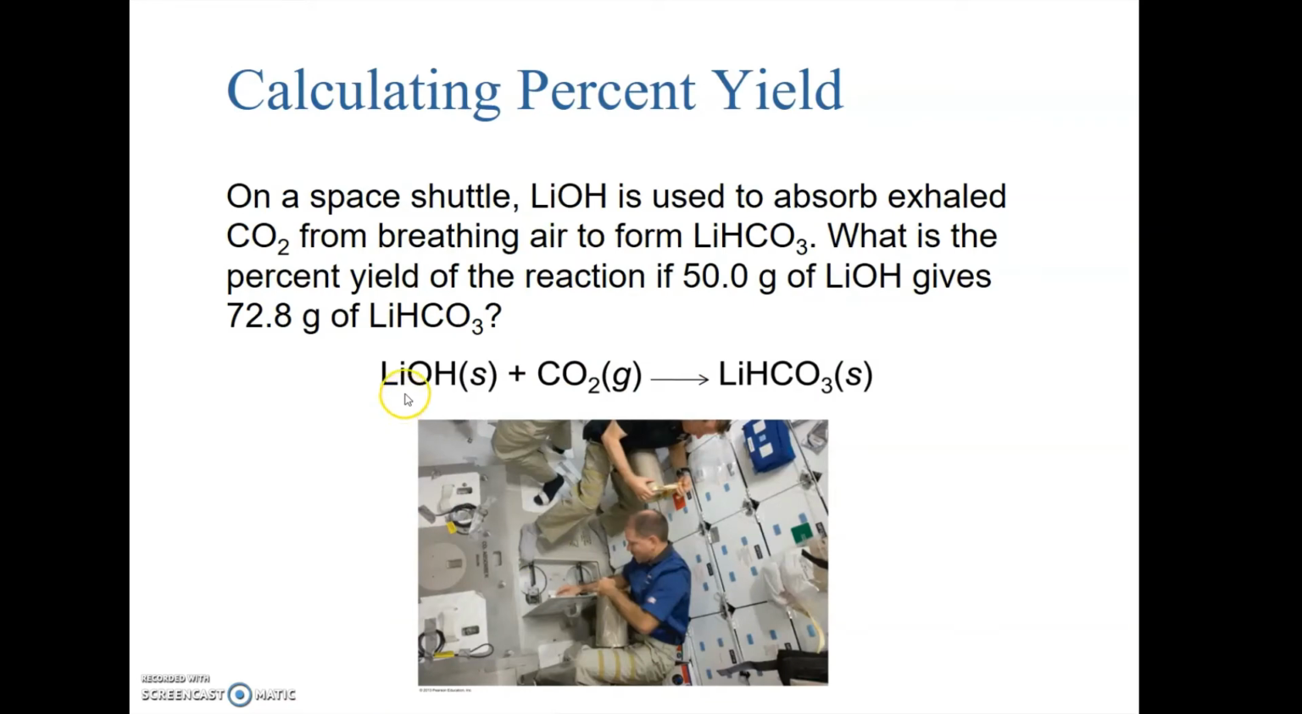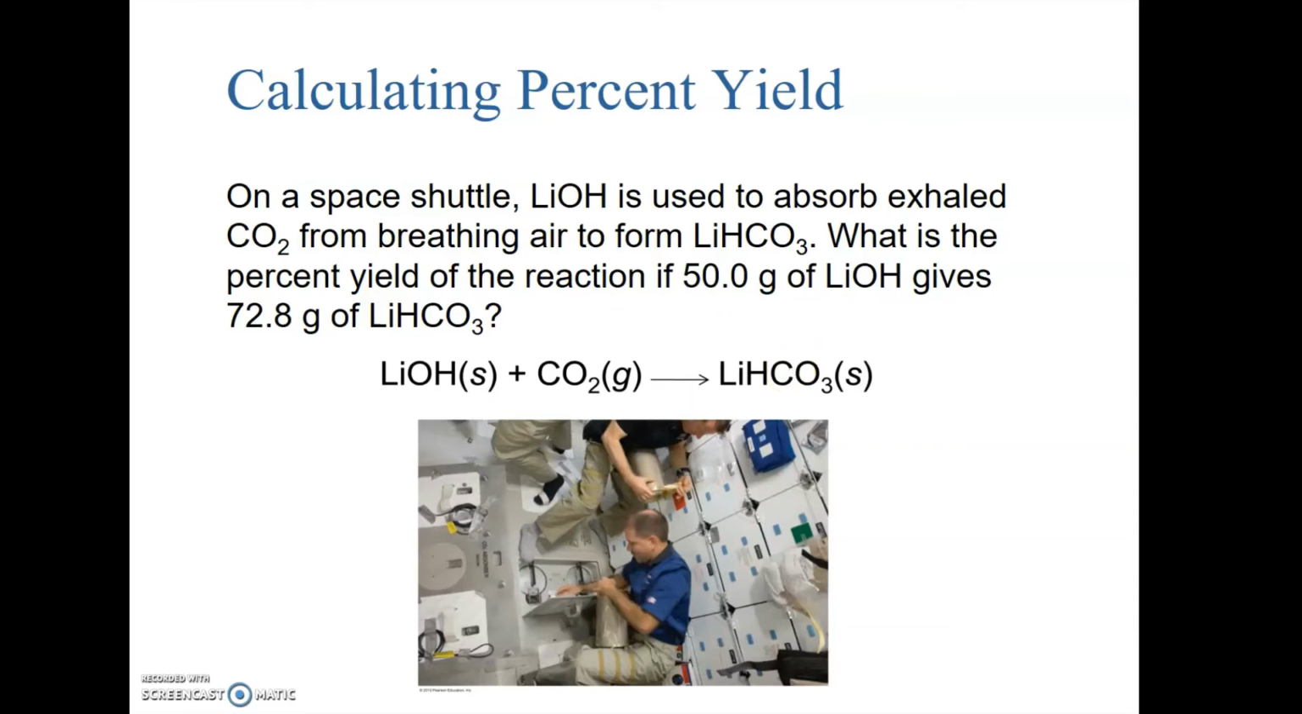Here we are given a reaction between lithium hydroxide and carbon dioxide to get lithium bicarbonate. The amount of lithium hydroxide used to do the reaction is 50 grams. When the 50 grams of lithium hydroxide was used in the experiment, 72.8 grams of lithium bicarbonate was produced. Since this number was produced in a chemical reaction, this is our actual yield. We are asked to calculate the percent yield of this product.